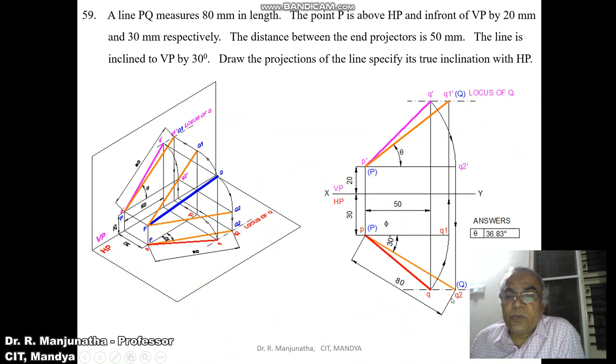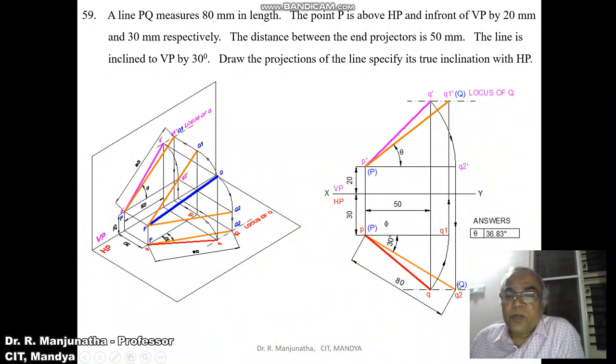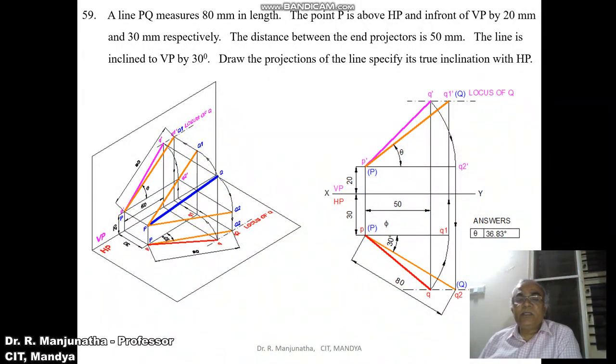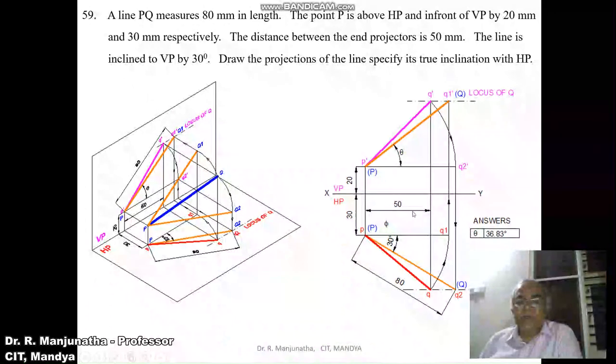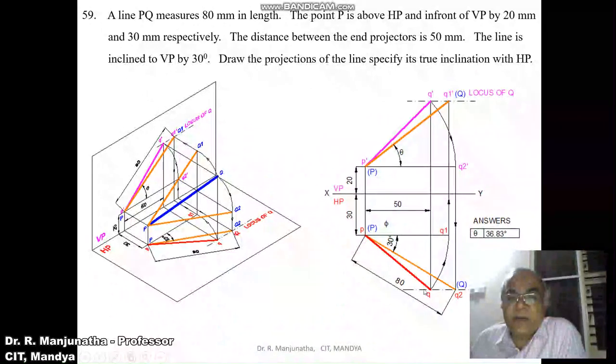So once you get this Q2, then draw a horizontal dash dot projector. So you are going to get the locus of Q in the top view. And you write small q in bracket, capital Q and capital P in bracket. Once you get this, now as we know the end projector distance is given. So from this projector you measure a distance of 50 mm and draw a vertical projector such that it is going to cut the locus of Q in the top view here, and join P and Q with a dark line.